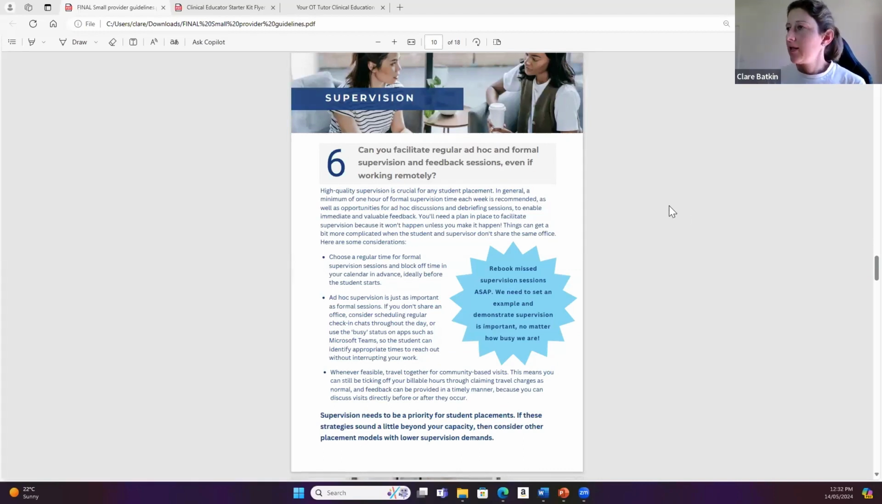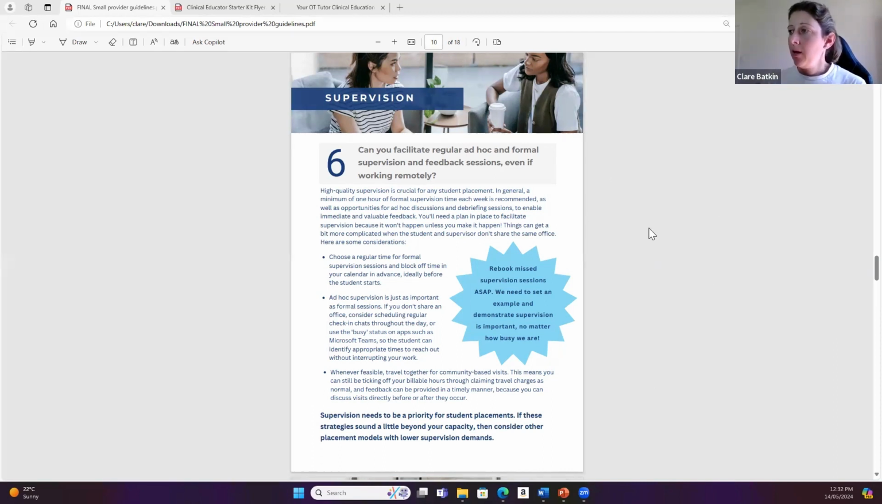Okay, so number 6, which is all about supervision. Can you facilitate regular ad hoc and formal supervision and feedback sessions, even if you're working remotely? As I mentioned before, sitting in a car as a mobile therapist is a good opportunity for ad hoc sessions. But if you're completely working from home separately, then you need to think of some other ways that you can block out that time for supervision and really make it an important part of what you're prioritizing in the placement as a supervisor.